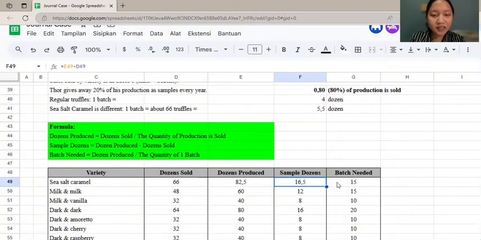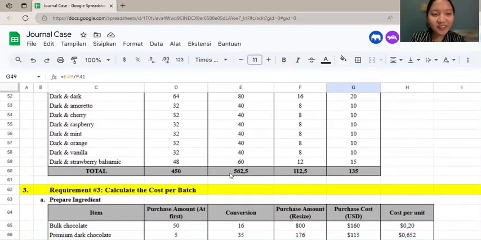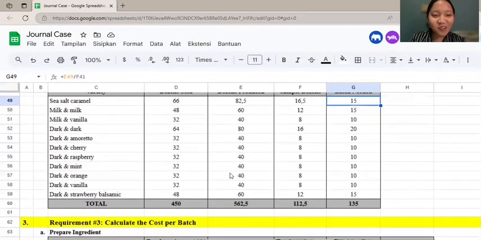And the batch needed, we only need to divide the dozen produced by the quantity of one batch. It is 82.5 divided by 5.5, and we got the result of 15. Please scroll down, and we do the same with all varieties, and we only need to sum all of it, and we got the result for the dozen produced and dozen sample.